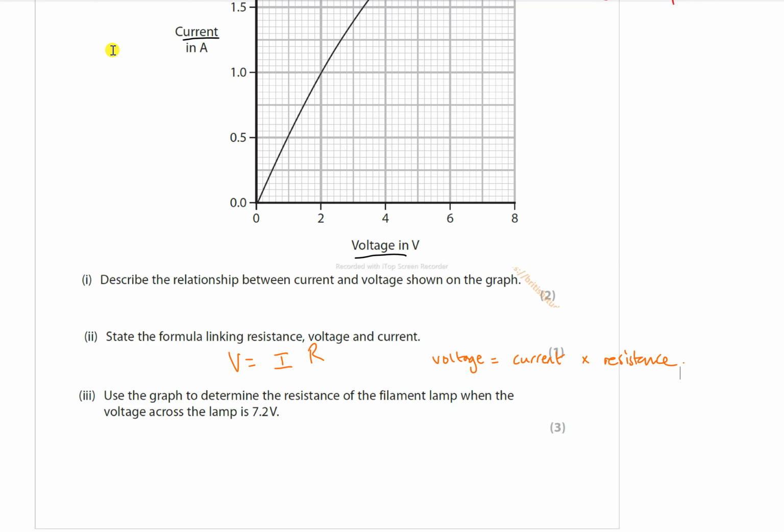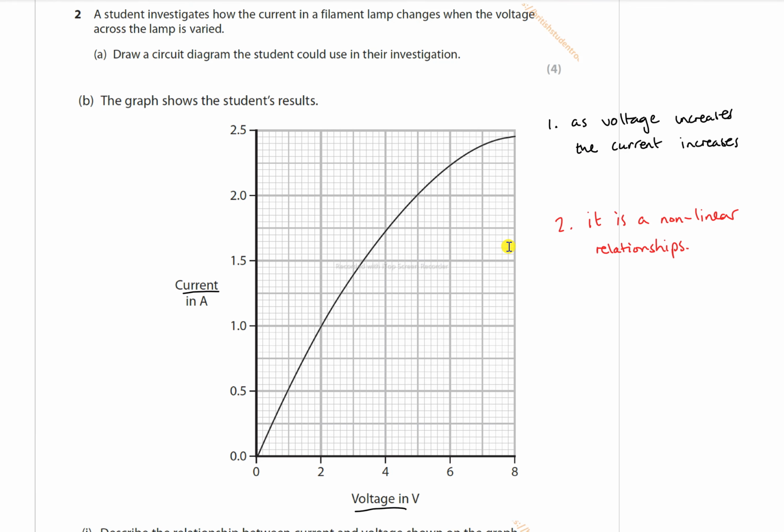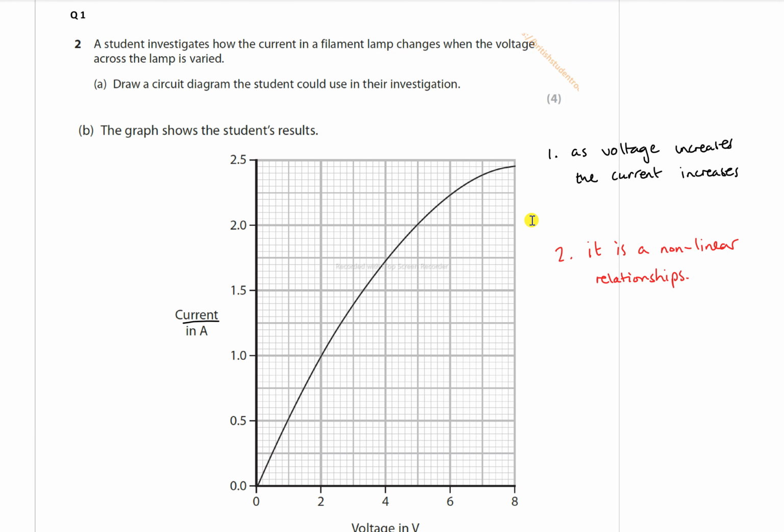Right, okay, so what we need to do is use the graph to determine the resistance of the filament. We're trying to work out the resistance of the filament lamp when the voltage is 7.2. If I did 7.1, 7.2, 7.3, 7.4, 7.5, that would be wrong because we've hit 8 already. So it's going to be 7.2 here.